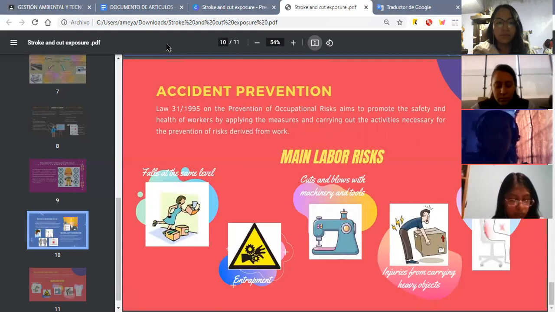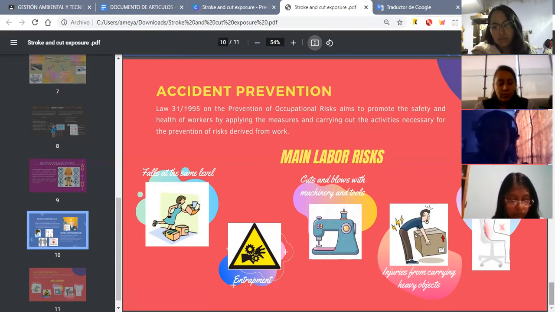We can handle loads with the help of auxiliary means or with the help of another person. Respect the maximum loads according to sex and age. Support your feet firmly and spread your feet slightly. Bend at the hips and knees to catch the load, lifting the load with a straight back. Keep the load as close to the body as possible.